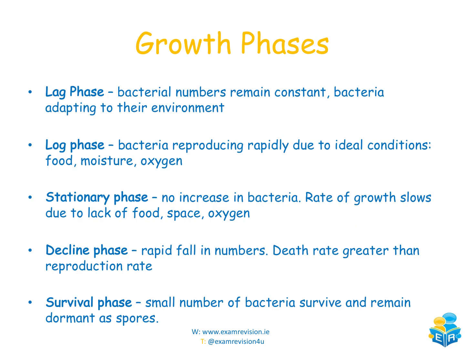So this just summarizes what happens in each of the phases. So the lag phase, bacterial numbers remain constant. They're adapting to their environment. The log phase, they're reproducing rapidly due to ideal conditions. So food, moisture, oxygen is all perfect for them. The stationary phase, there's no increase in bacteria. The rate of growth slows due to the lack of food, space, and oxygen. And then the decline phase, there's a rapid fall in numbers and the death rate is greater than the reproduction rate. And then the survival phase, a small number of bacteria can survive. It's unfavorable conditions now at this point though, so they might produce endospores to be able to withstand that.